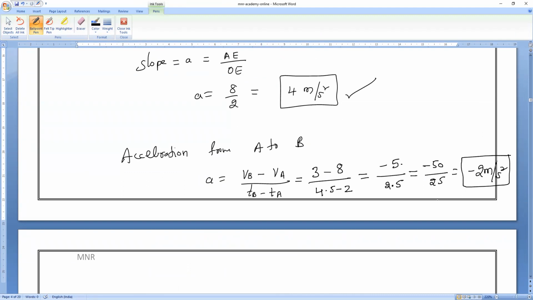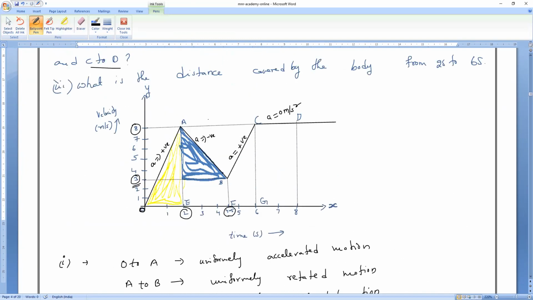So should A come negative or positive? Negative. Understanding? Clear? So this is negative.